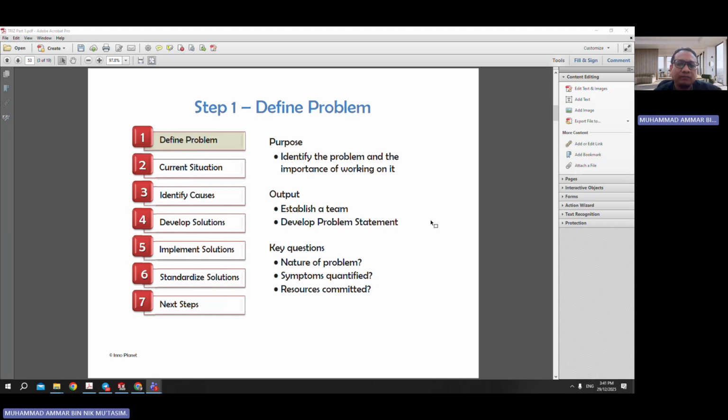Now, let's look one by one at the definition of each step. The definition of the problem is exclusively to identify the problem and the importance of working on it. For example, say the issue of the internet in the university, we look at what the main cause of the issue is. Now, we may look at several factors that affect the internet.